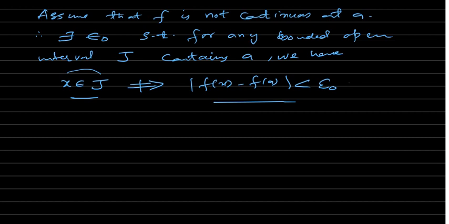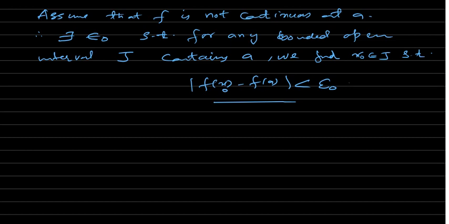We have some x in J. We can write this. Here we can find some point x naught in J such that this holds: mod of f(x) minus f(a) is not less than epsilon naught. Okay, now it's fine. This is f of x naught. You can find some x naught in J. So J is any bounded open interval containing A.